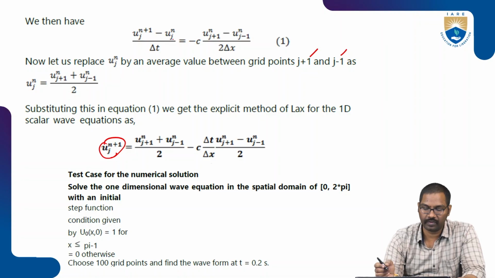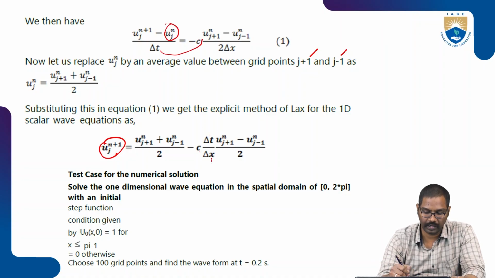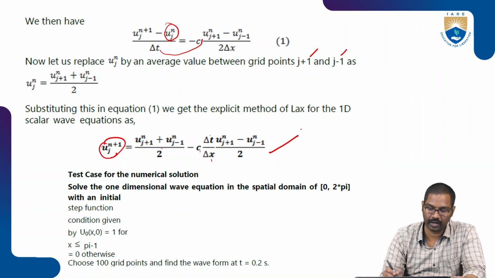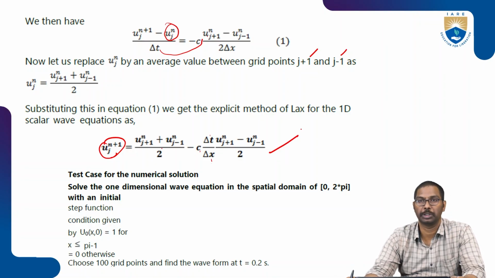So here in the left hand side, we are going to replace the u_j^n with u_(j+1)^n and u_(j-1)^n here. This delta t goes to this side, so c delta t by delta x, and this minus term goes to plus, and we are going to get this equation. So this is the final discretized form of the equation.